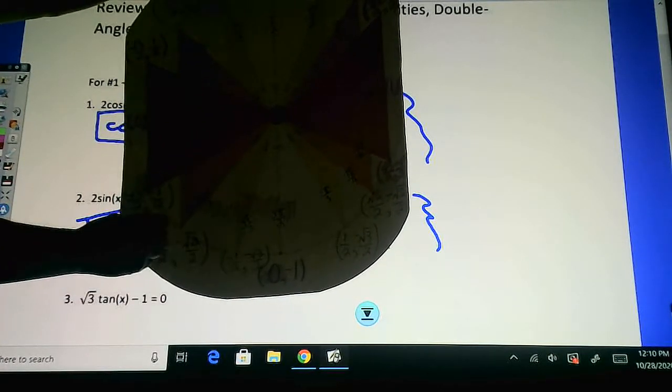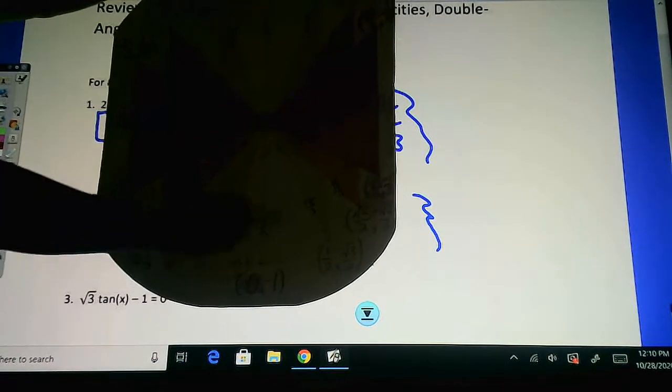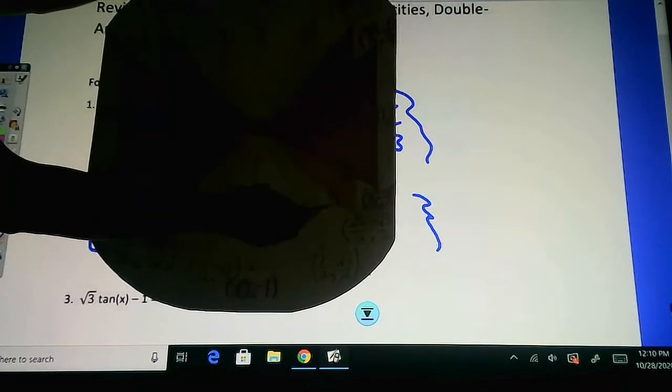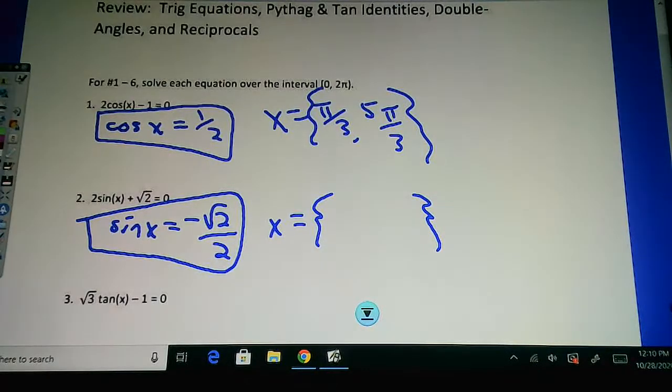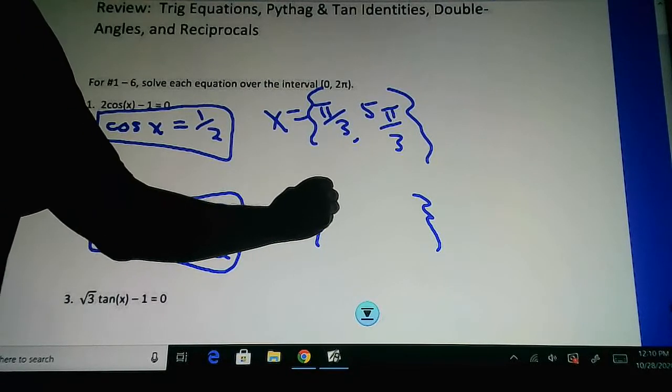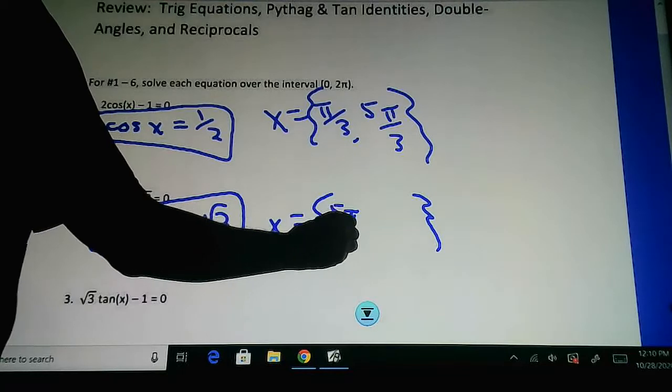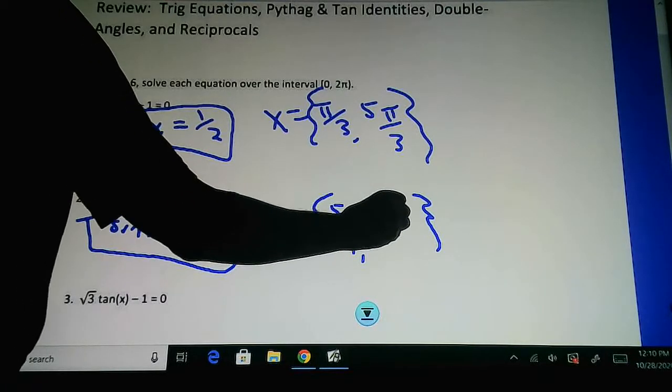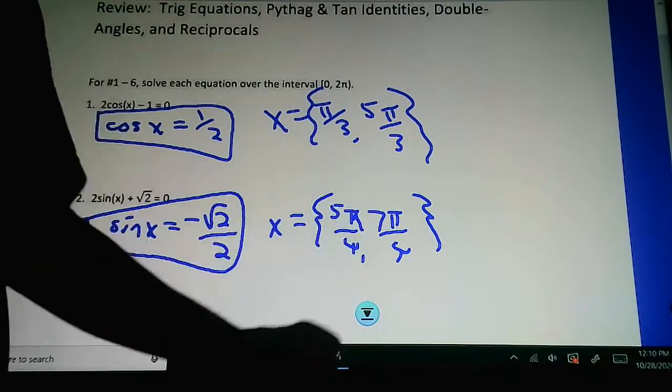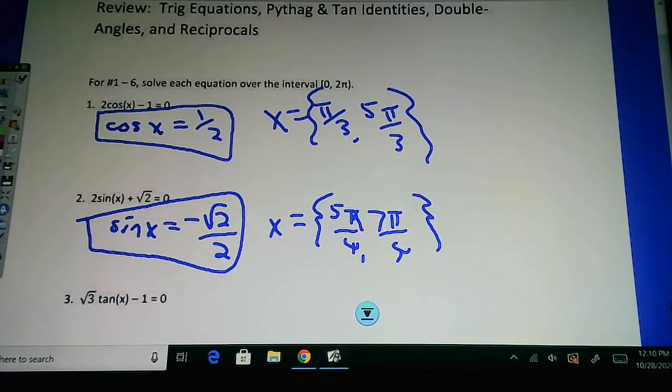So here's our chart again. Sine is equal to negative square root of 2 over 2, negative in the bottom quadrants. So we're going to look at over here and again over here. One is kind of hard for y'all to see, but it'd be at 5 pi fourths and 7 pi fourths. Just using your unit circle. Remember, sine is the second number.